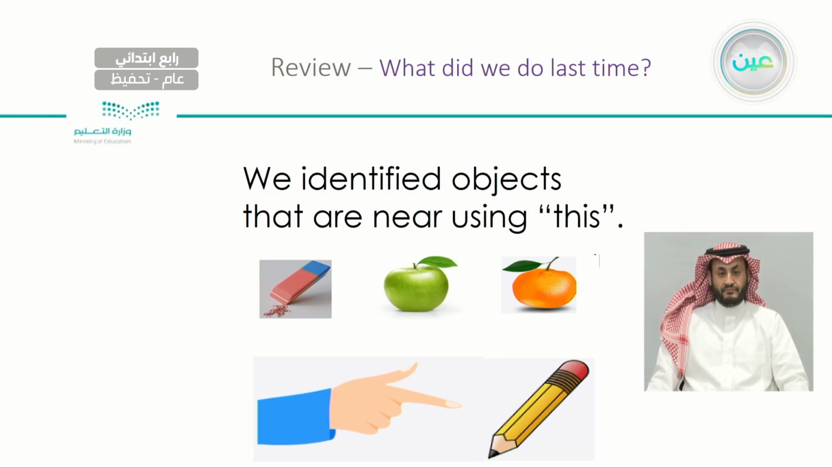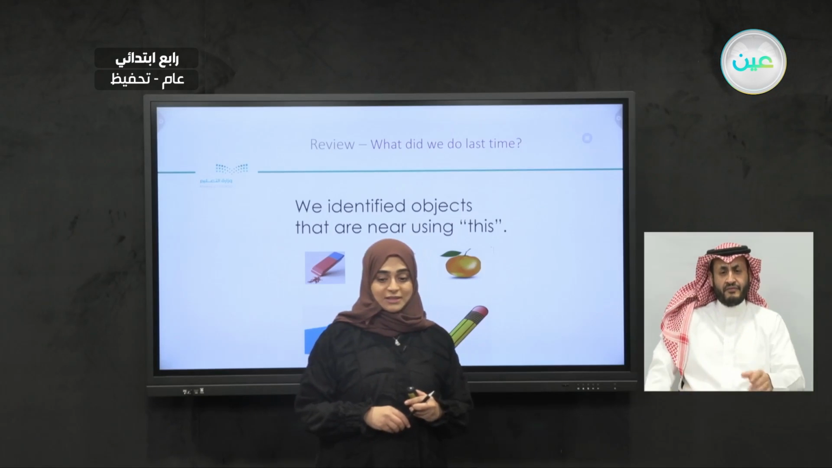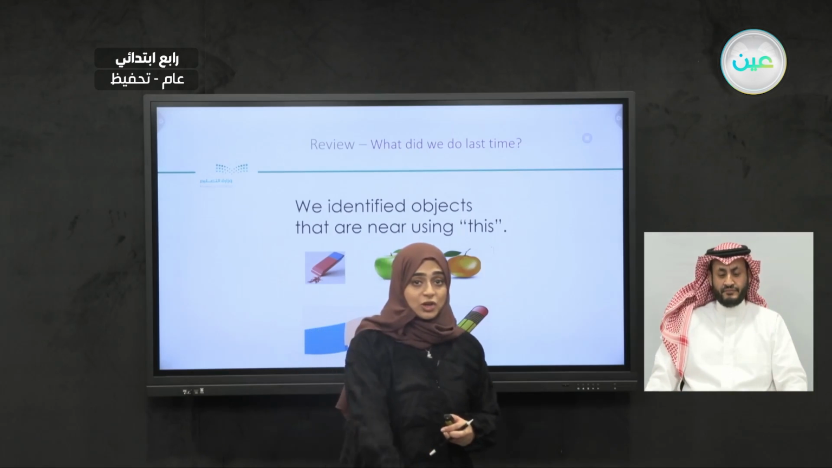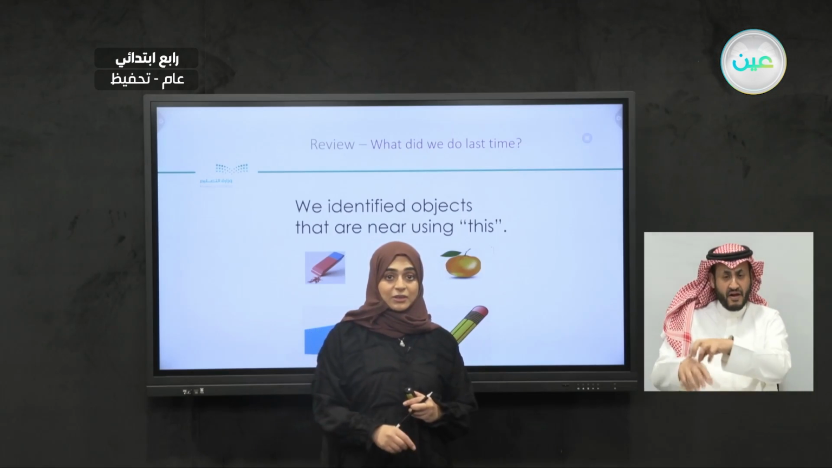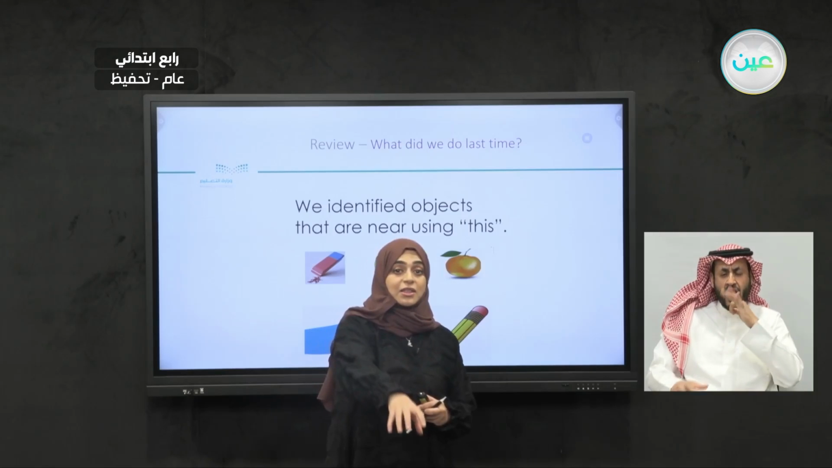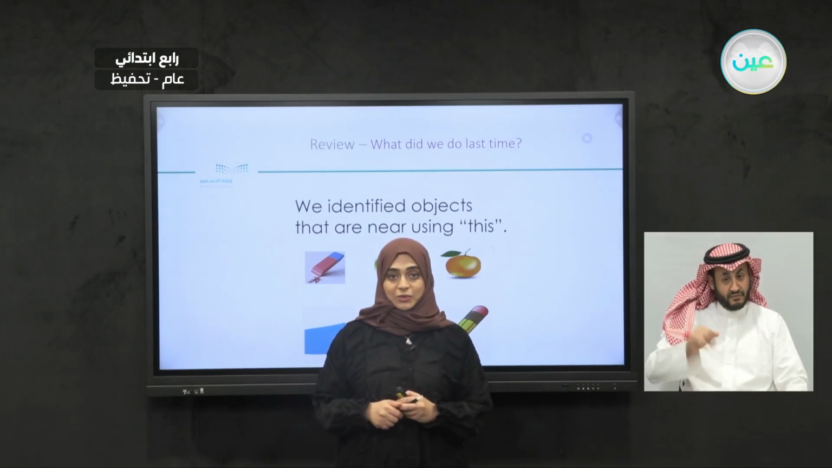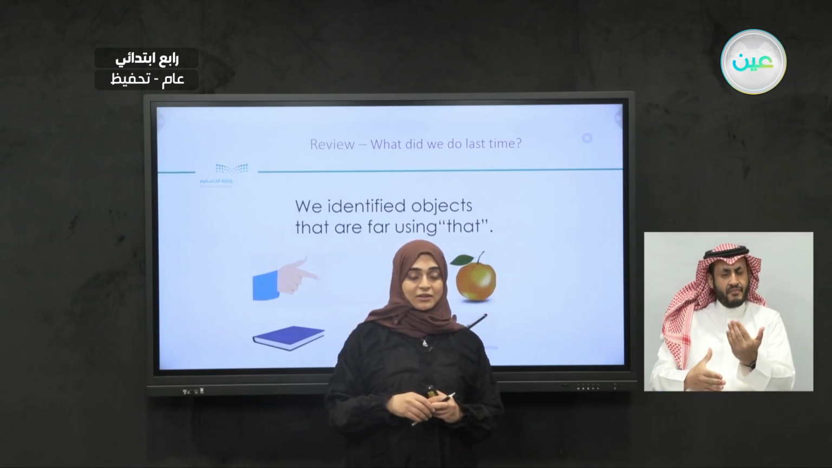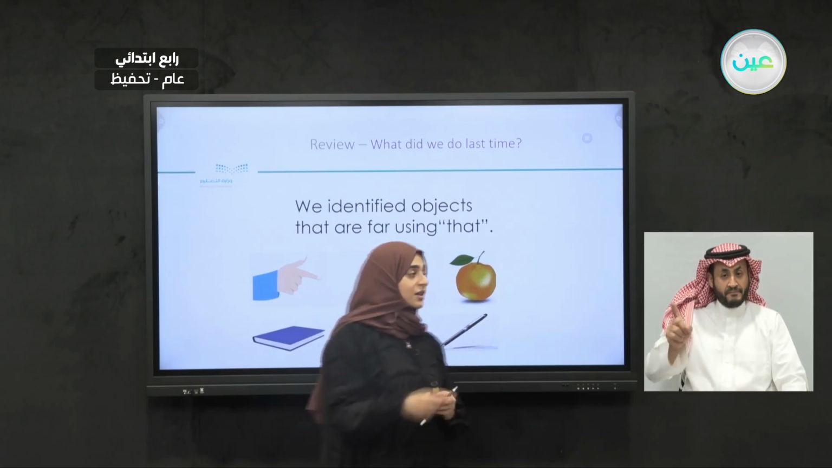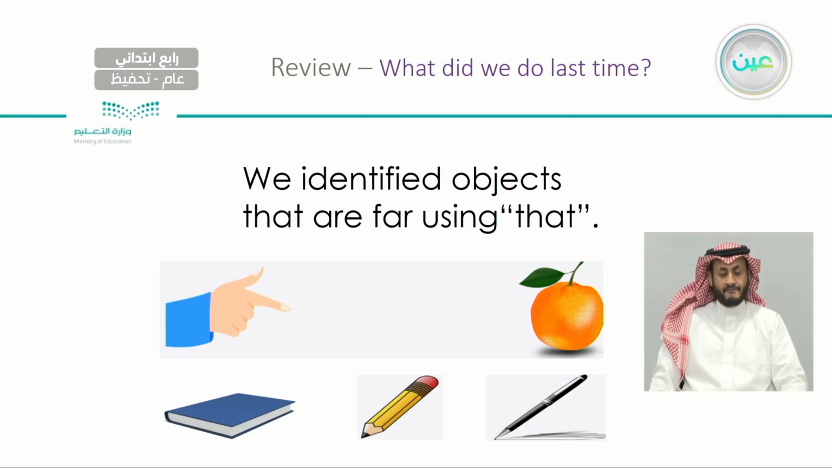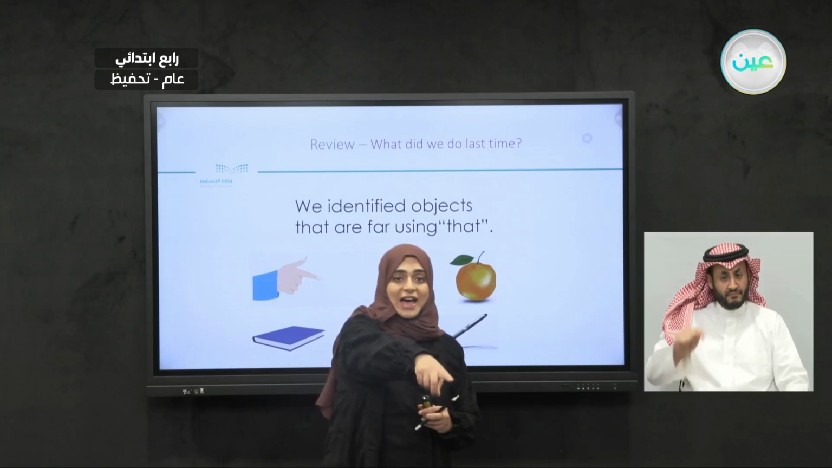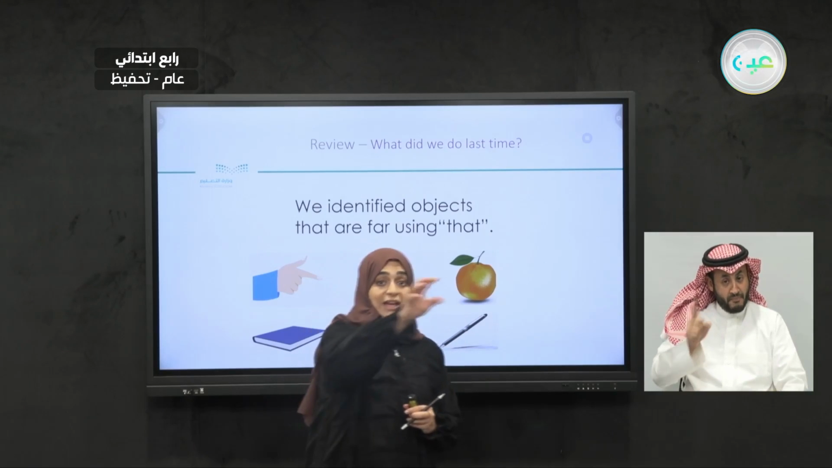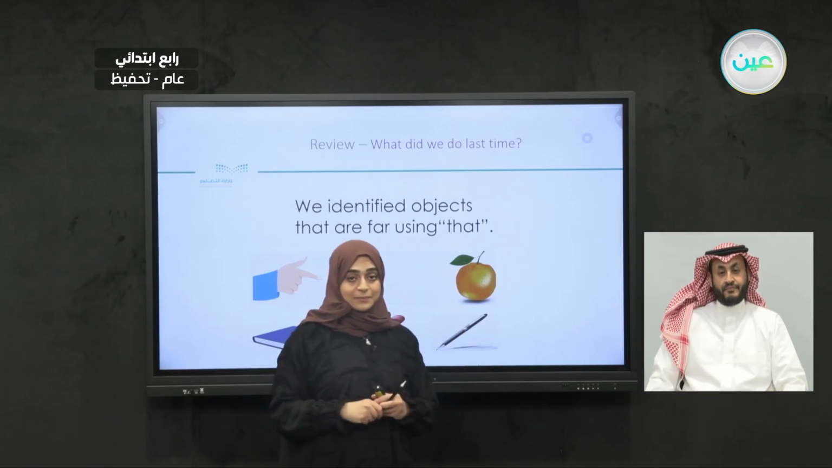So let's begin by reviewing what we took last time. Last time we learned how to identify objects. Let's say I had an orange on the table. That's near. What do I say? This is an orange, right? If it's near. If it's far, what do we say? That is an orange. I have to go and reach it, right?